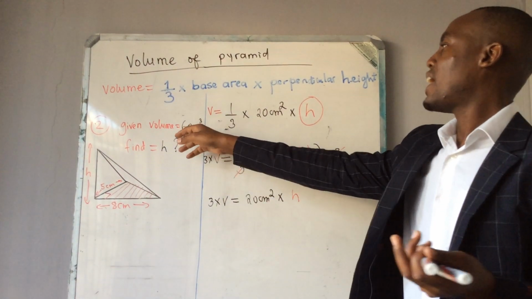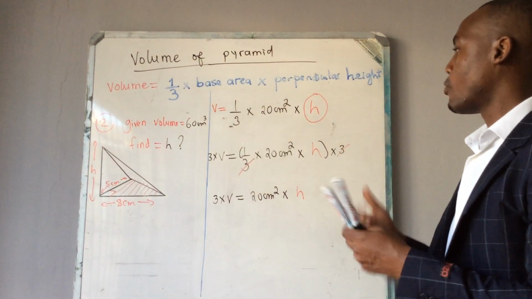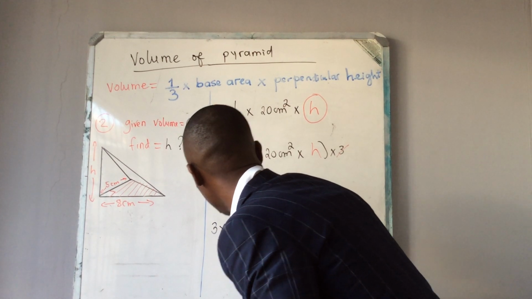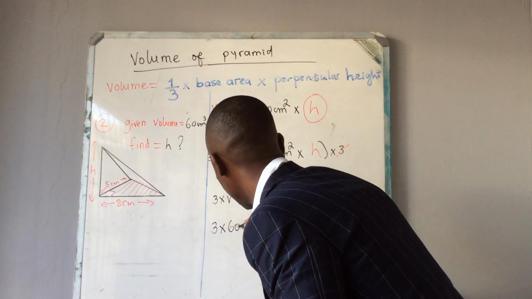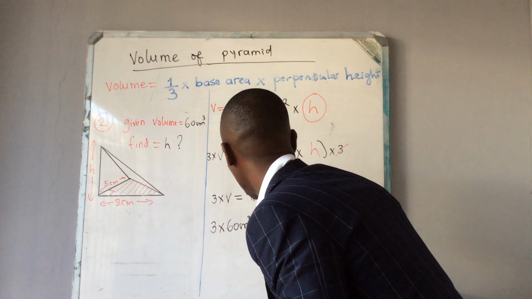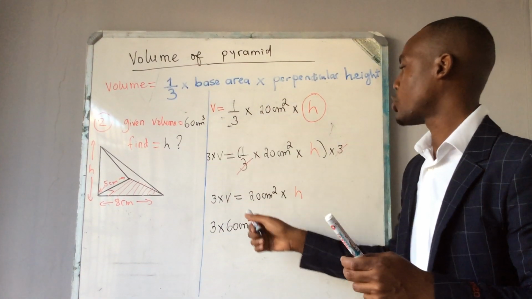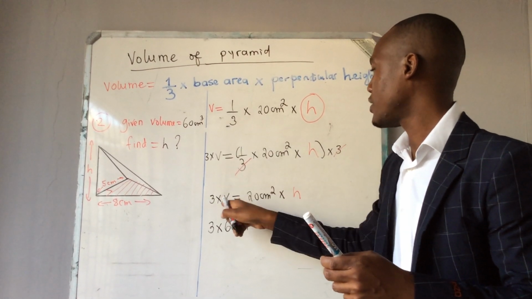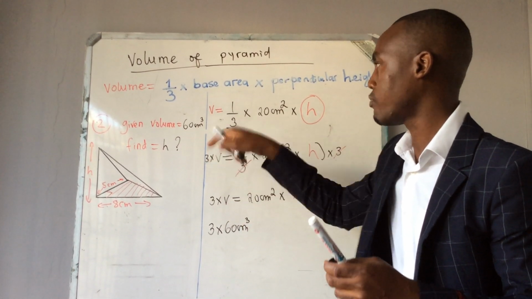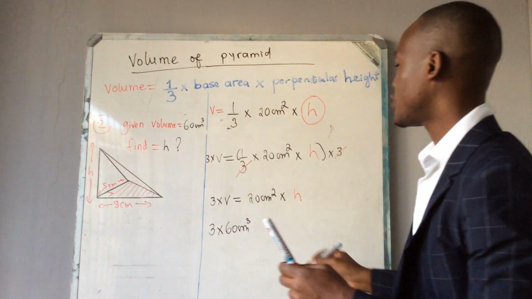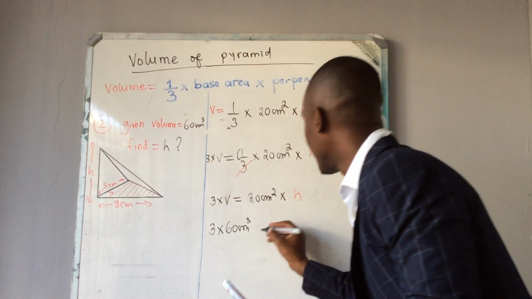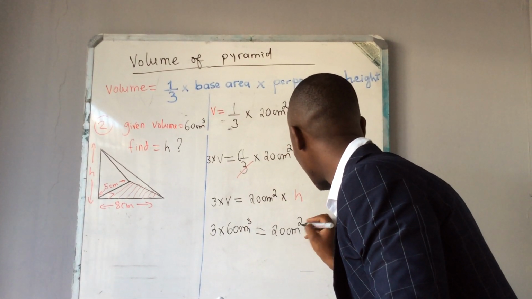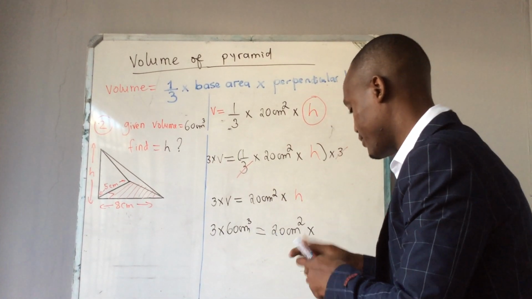We can plug in the value of the volume already if we want to. So we can write 3 times, in this case, 60 centimeters cubed. If you notice, that's a substitution. We're substituting V, the volume, by its value. So we're not using V anymore, but we're using the actual value of the volume. 3 times 60 centimeters cubed equals 20 centimeters squared times the height.